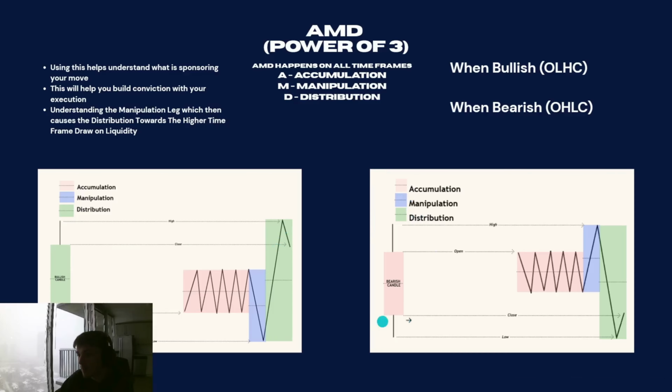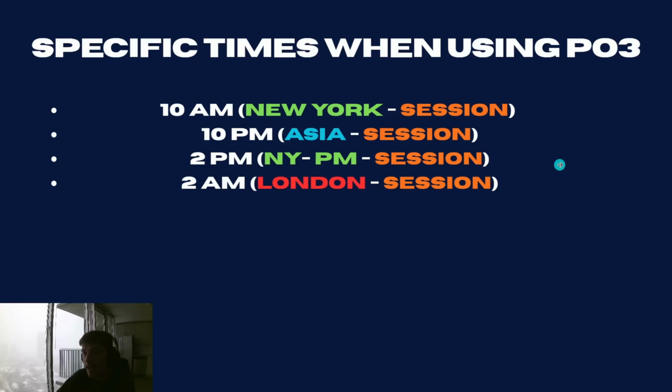For a bearish example here, we're going to open, accumulate for a little bit, then open higher, manipulate higher, and distribute lower, closing back into the range. If you understand this, this is really what's going to make you profitable, honestly, is the AMD model. When using AMD, it all comes down to time. You need to base your trades around time.